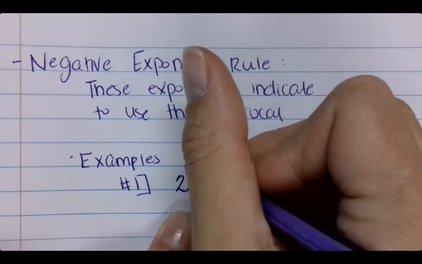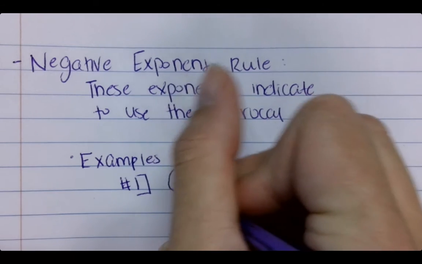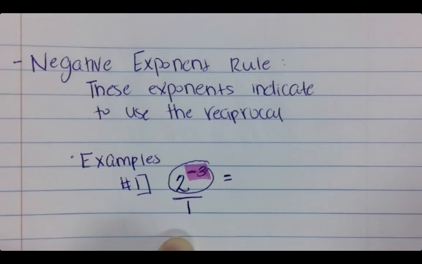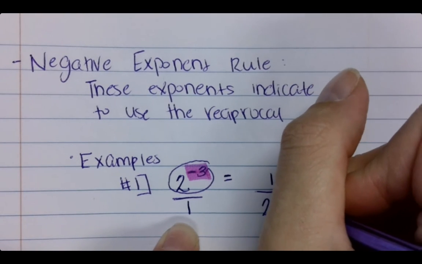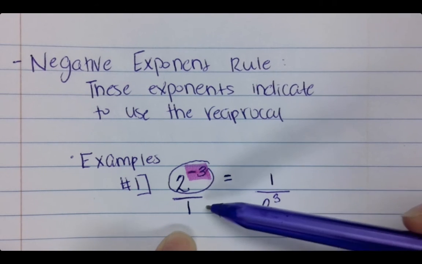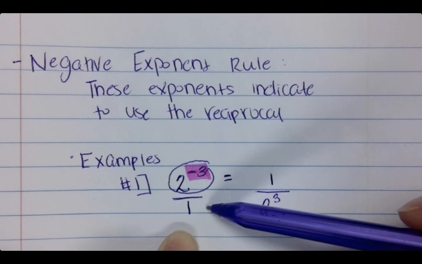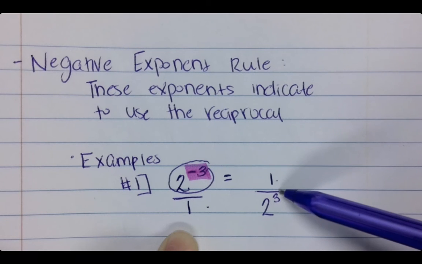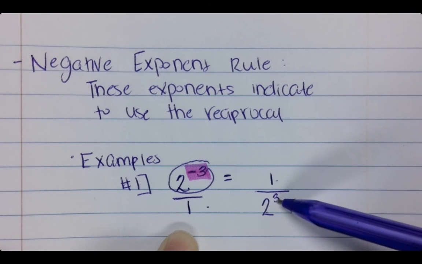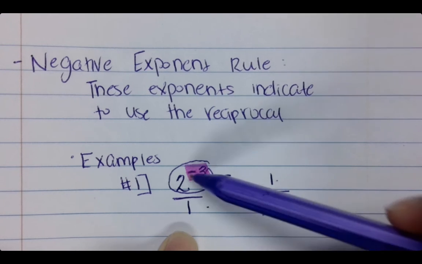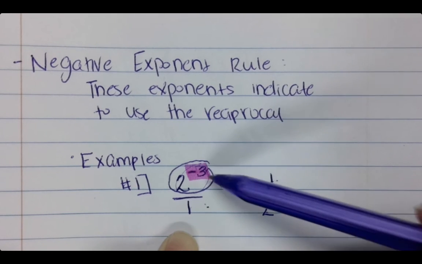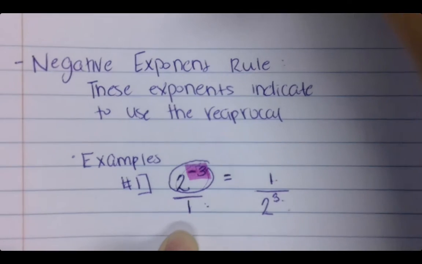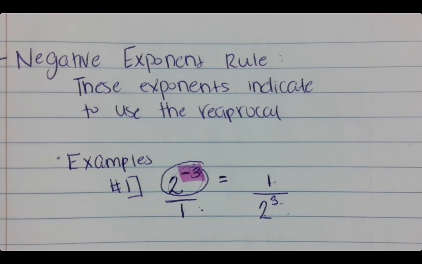So what'll happen is you take this whole thing. If it's not already a fraction, you need to make it one. So the reciprocal would be 1 over 2 to the third power. When you flip it to the opposite part of the fraction, you would get 1 over 2 to the third power. So this is now in the denominator, this is in the numerator, and this exponent became a positive. Okay?